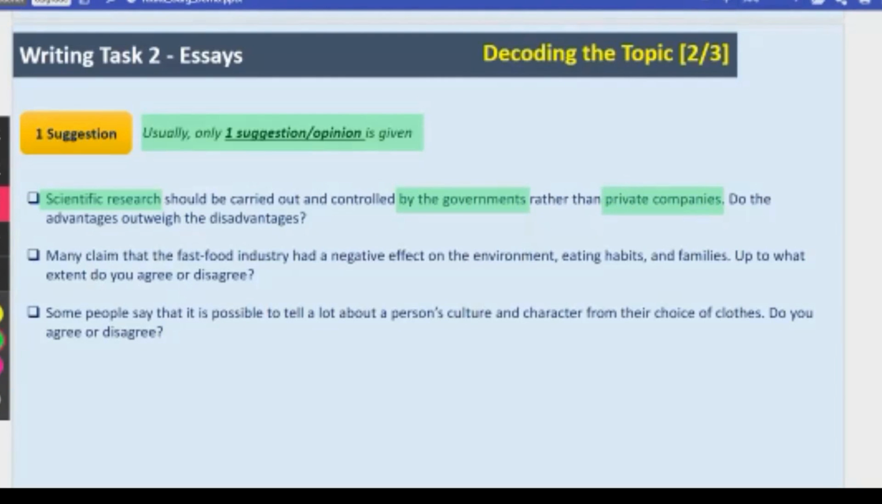Now, do the advantages of this outweigh the disadvantages? What if the government starts controlling the scientific research? Will it be beneficial for the society, or will it have a lot of drawbacks for the society? You can list down both and decide whether you are in favor of it or against it.